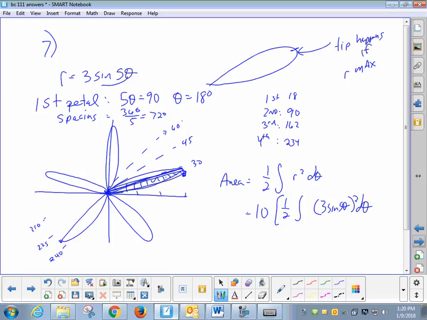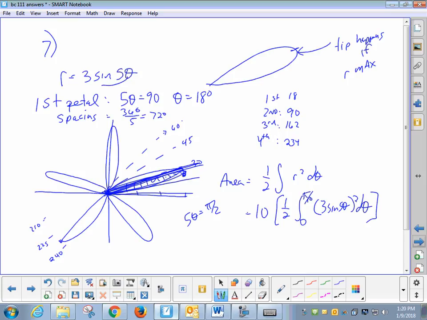Cool? The hardest part by far is the limits of integration. Remember, you're talking spokes when you do theta. You need to figure out where's the first theta, and then the last theta of that section. Where does that region start? 0. And it ends at 18 degrees, but now we're going back to radians. So what is that in radians? When would that happen, when 5 theta equals pi/2, which is pi over 10?